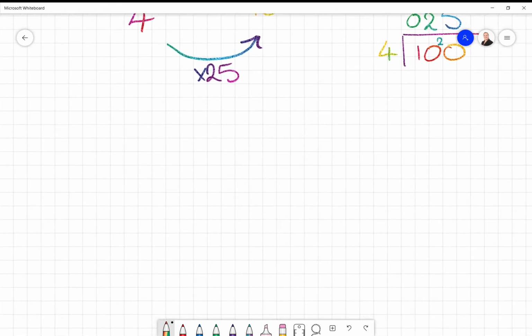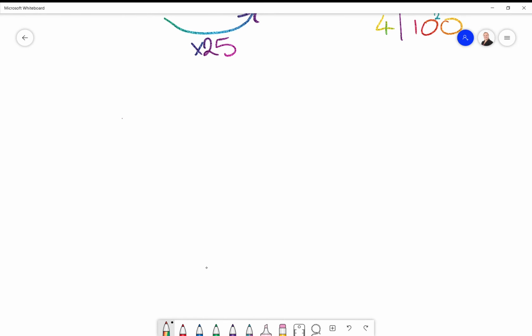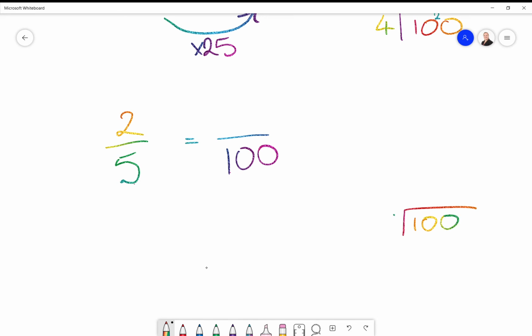Let's try a slightly harder one then. Let's try 2/5 this time. So again, I need to turn it into over 100. So now I'm saying how many 5s go into 100? This one you might be able to do by counting on your fingers, 5, 10, 15, 20, because counting up in 5s is quite quick. Or we might want to do another little division, or you might know it.